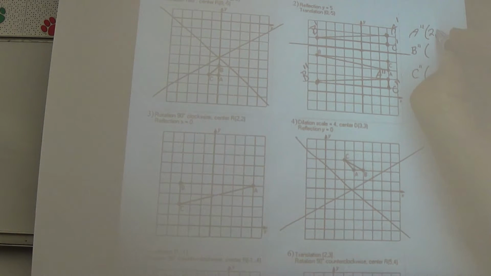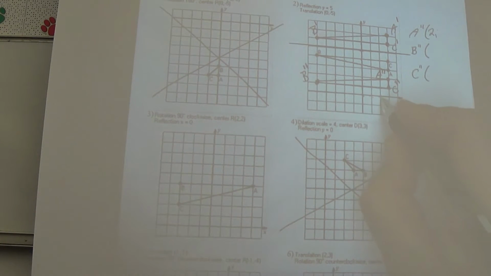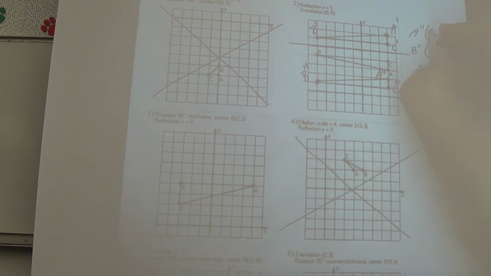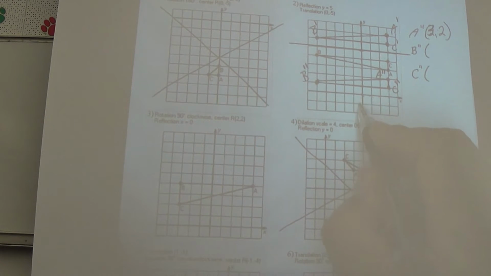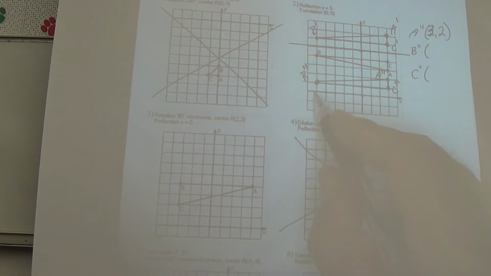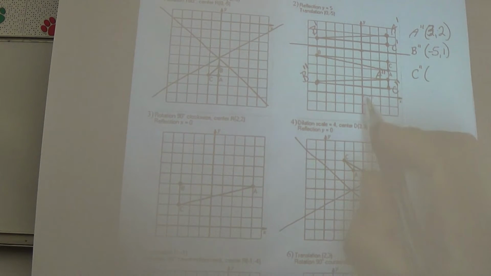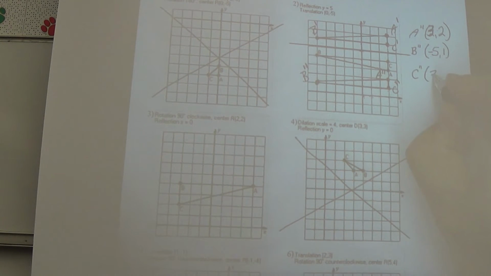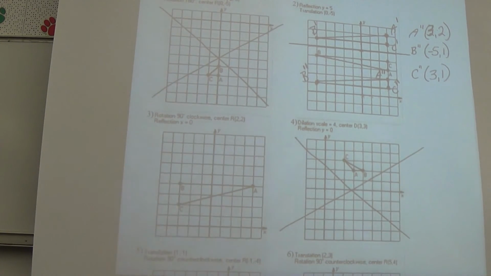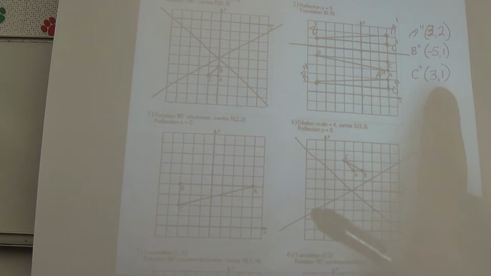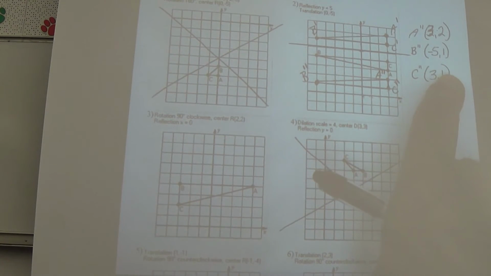Oh, I'm sorry, I didn't go far enough. I'm going to where my A is, sorry. Yep, 3, 2. B prime prime is negative 1, 2, 3, 4, 5, 1. So negative 5, 1. And then C prime prime would be 1, 2, 3, 1. So 3, 1. Okay. I don't want the first prime figure, I want the last prime figure.